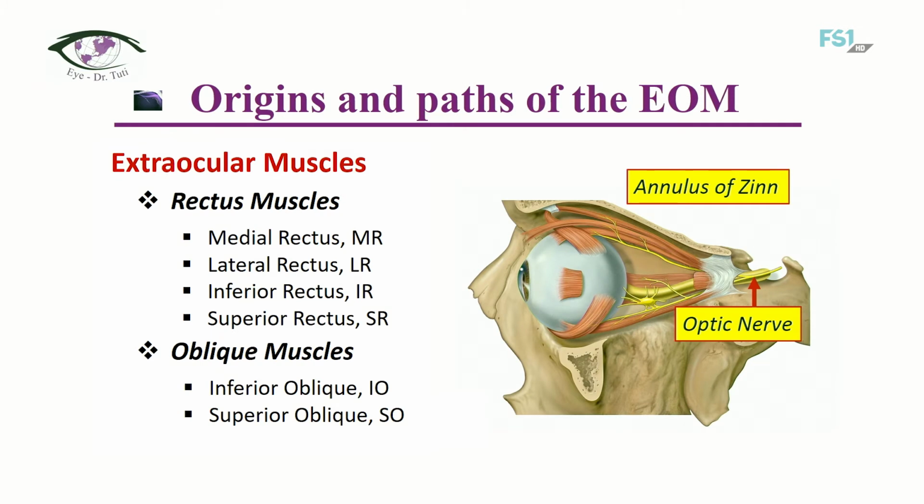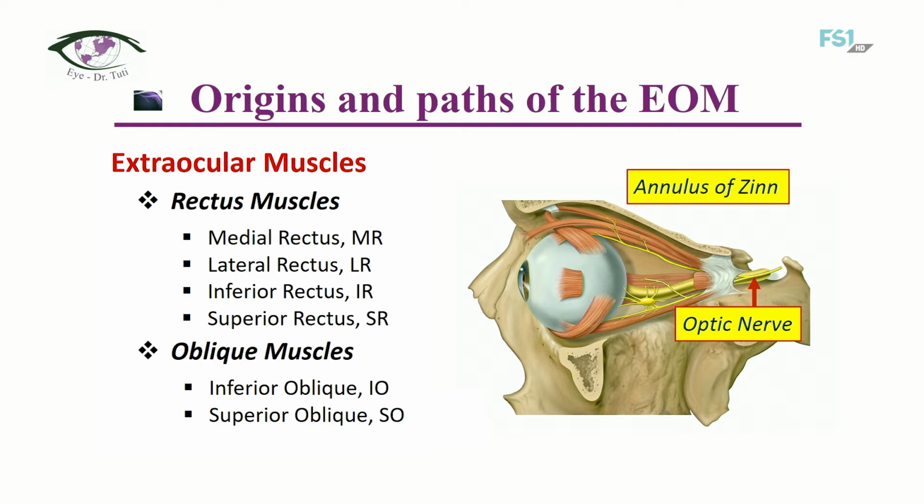Origins and paths of the extraocular muscles. First of all, let me just briefly tell you which extraocular muscles we have. There are two types of extraocular muscles, rectus muscles and oblique muscles. So for rectus muscles, it's medial, lateral, inferior and superior, and oblique muscles also inferior and superior.